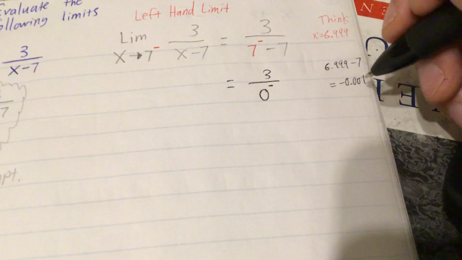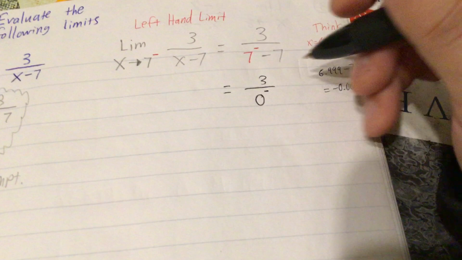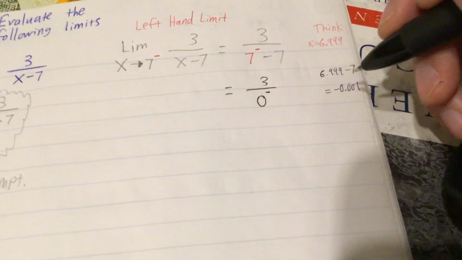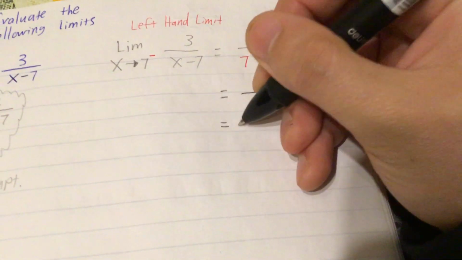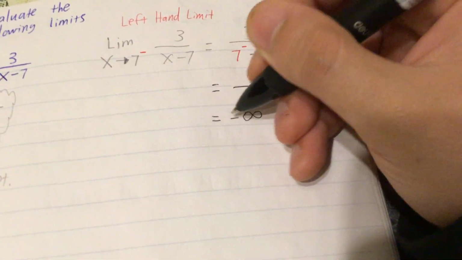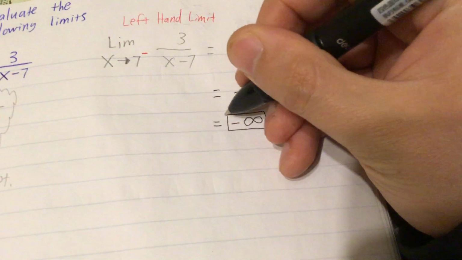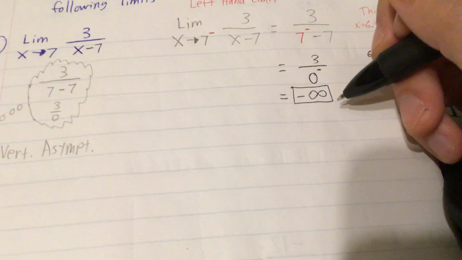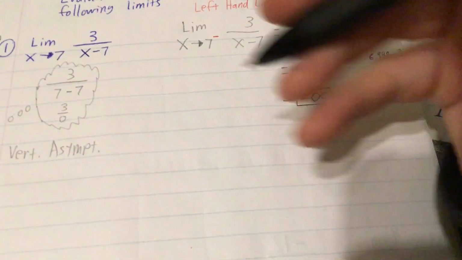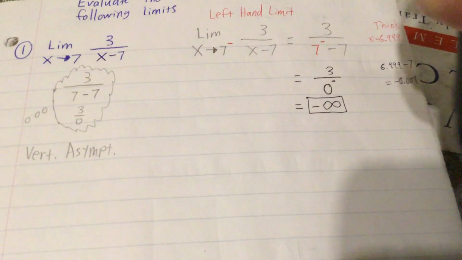Now, remember, as I get closer and closer and closer to 0, it's going to explode to infinity. But what's 3 divided by, quote unquote, negative 0? Negative infinity. So the limit as x approaches 7 from the left side wants to go to negative infinity. Now let me try the right-hand limit.